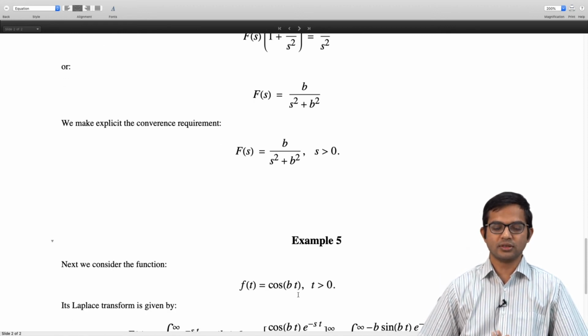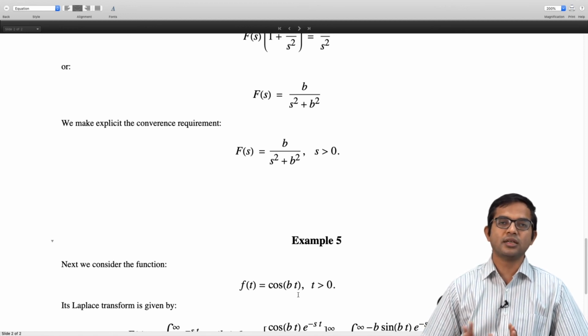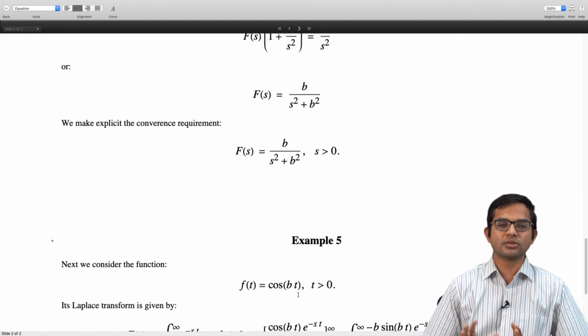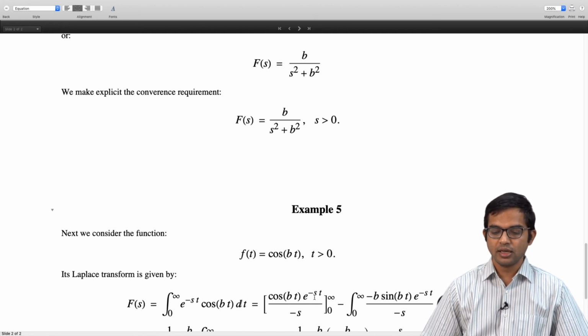If you have a function f of t which is cosine of bt. We have seen that sines and cosines are basically the same, though some small details are going to be different. But let's work this out. Its Laplace transform is given by integral 0 to infinity e to the minus st cosine of bt dt. Now again we start by integrating by parts. So you have cosine bt e to the minus st divided by minus s, 0 to infinity, minus integral 0 to infinity. If you take the derivative, you get minus b sine of bt, then you have to put in minus e to the minus st divided by minus s.